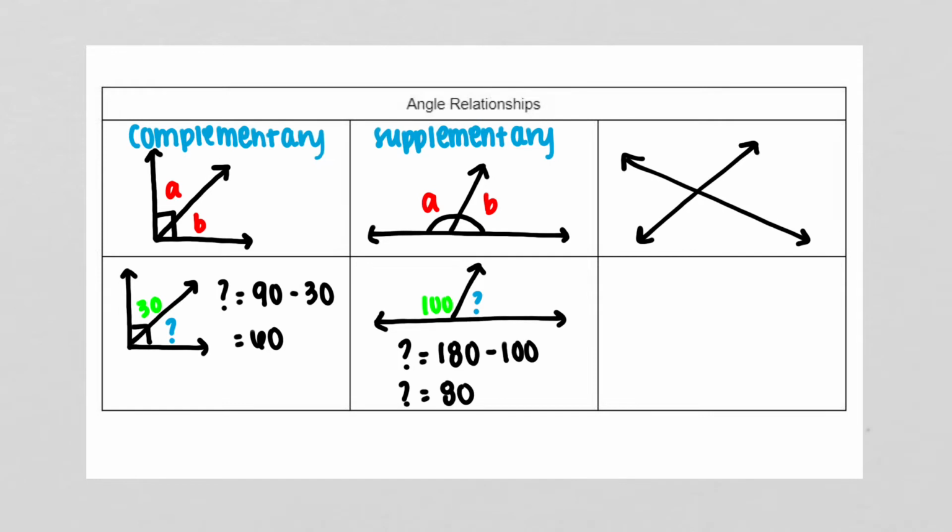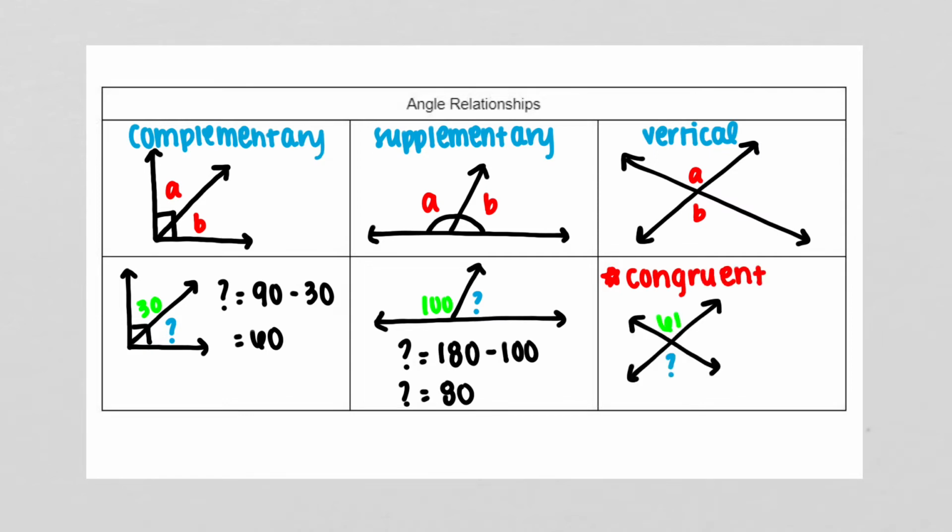Now the last type of angles we had are when two lines intersect. So I have two lines here. I have these two angles A and B, and we called these vertical angles. What you need to know about vertical angles is that these are congruent. And congruent is another word for equal. So I have these two lines that intersect. I have this angle that I don't know that I want you to find. And I know that the angle across from it is 61. Vertical angles are exactly across from each other, either top and bottom or left and right. So because they are congruent, I know that the question mark is just equal to 61 as well.